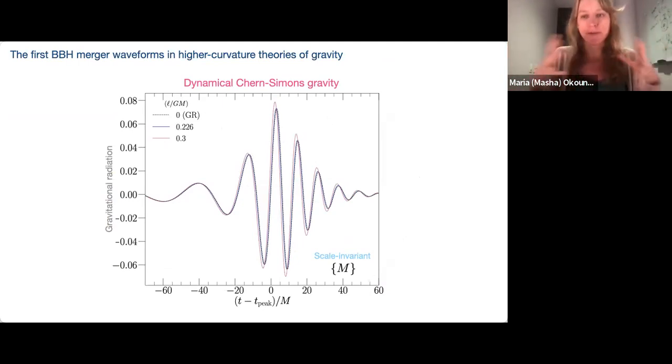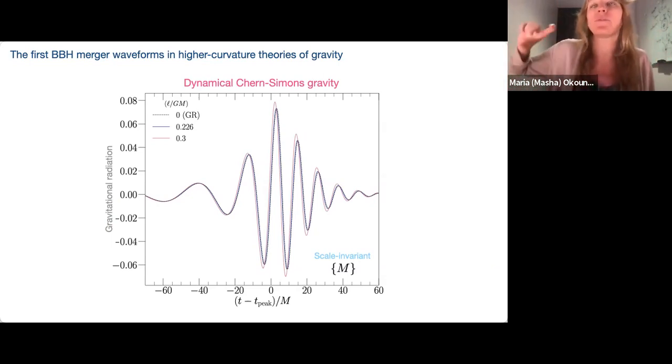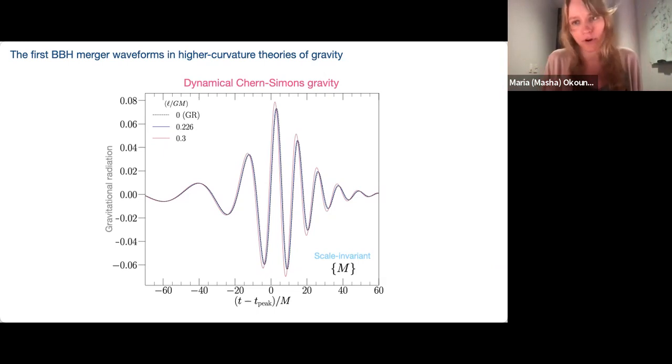And here I really am focusing on modifications to the merger piece of the waveform, because this is really the region that we can only get at with numerical relativity because of the high nonlinearity in the partial differential equations governing the system. There are other ways to think about beyond GR modifications to the ringdown and inspiral portion, but here we're really focused on the merger phase.